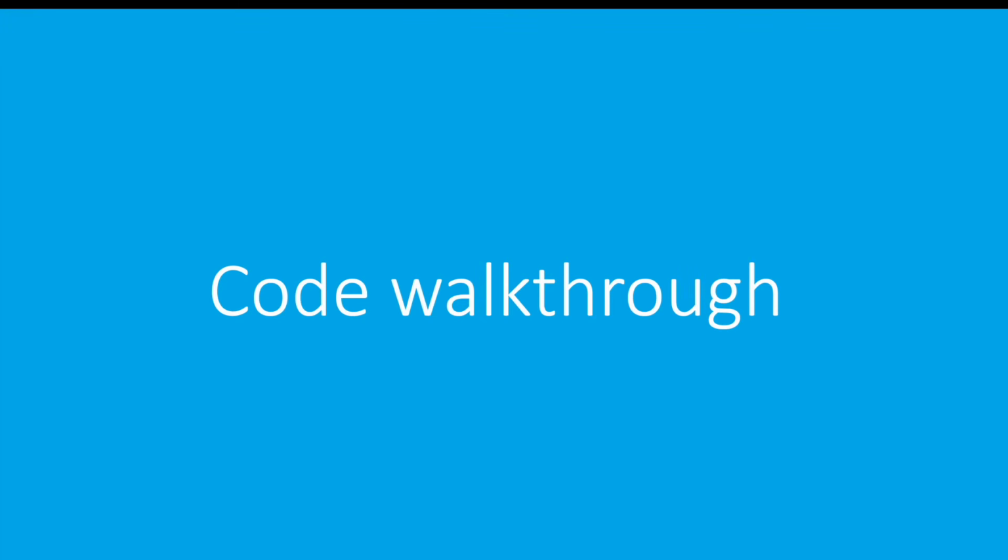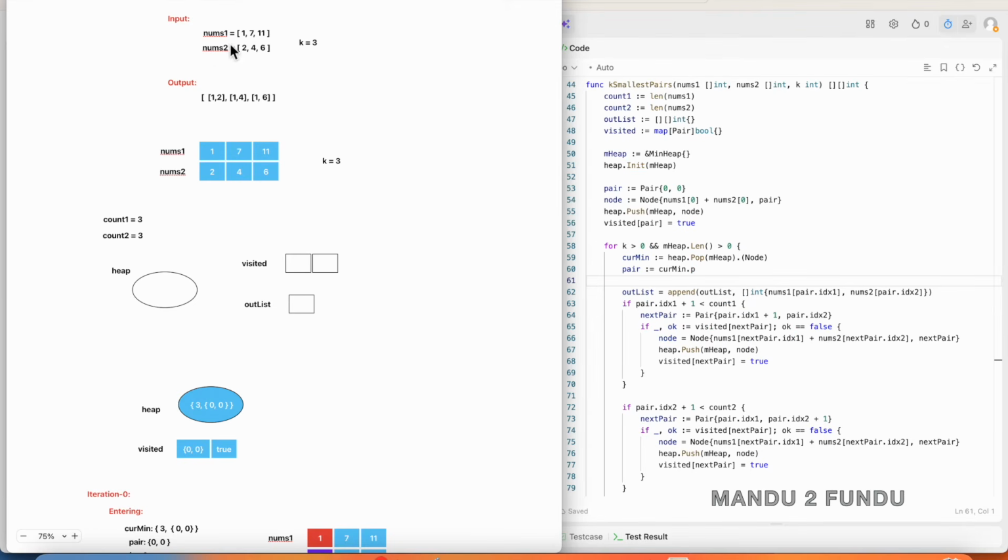Next I am going to do the code walkthrough with sample input. So we are given the nums1 array with values 1, 7, 11 and nums2 array with 3 elements 2, 4, 6 and the k with value 3. So basically we have to return 3 smallest sum pairs. Okay, so in this case 1 comma 2, 1 comma 4, 1 comma 6 are the smallest sums. So that's why the expected output is 1 comma 2, 1 comma 4, 1 comma 6.